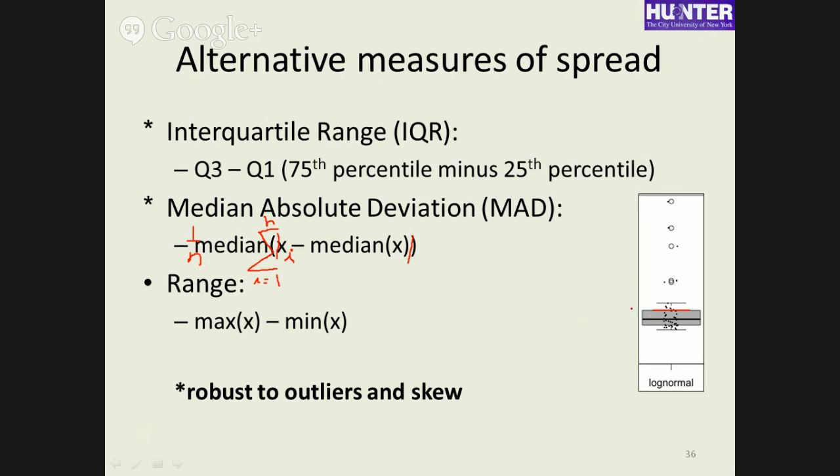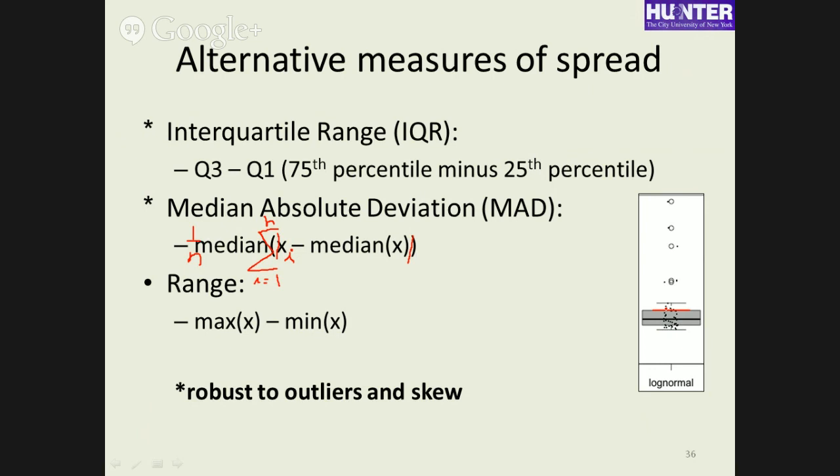This example here, this was a very skewed distribution. And I just show here, this is the median because it's the middle of a box plot. And this is the mean, just showing how the mean is shifted up from the median by this skew.